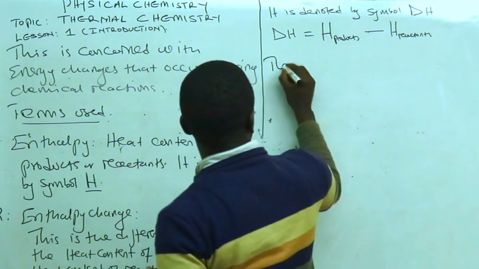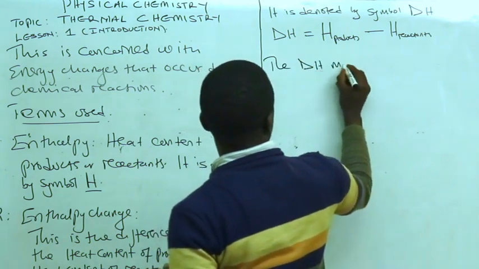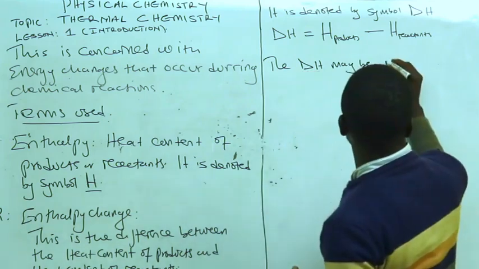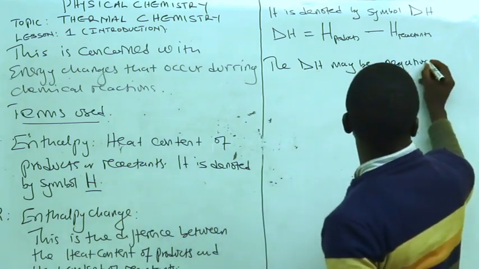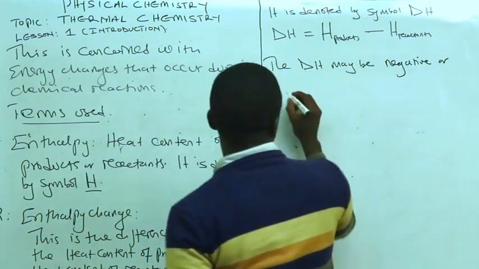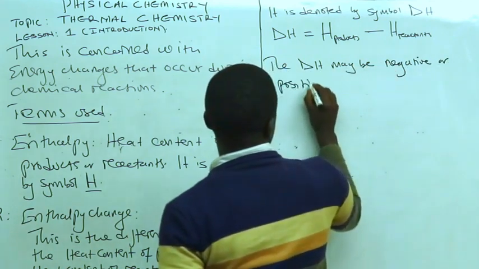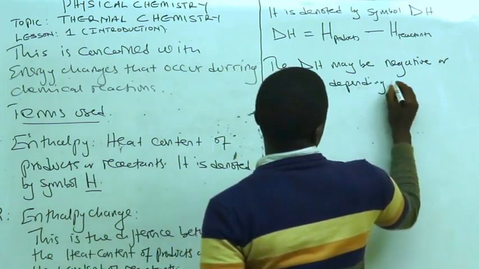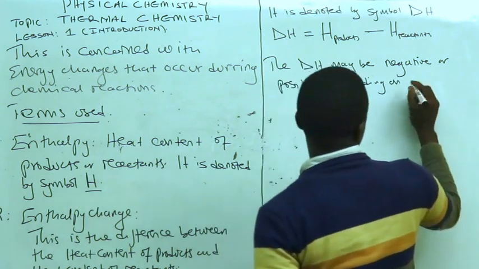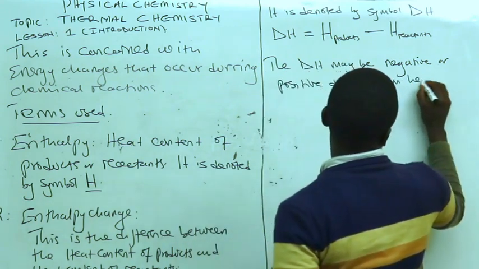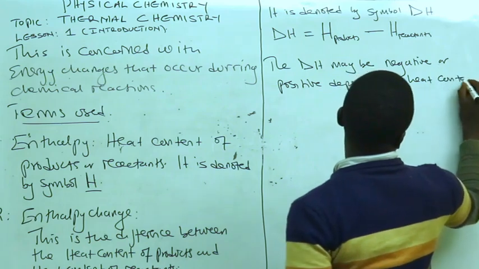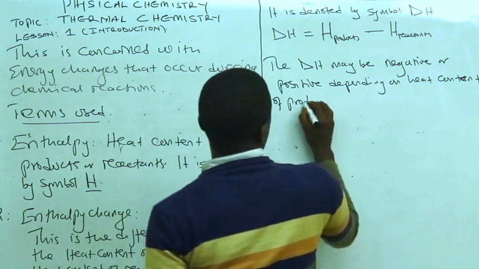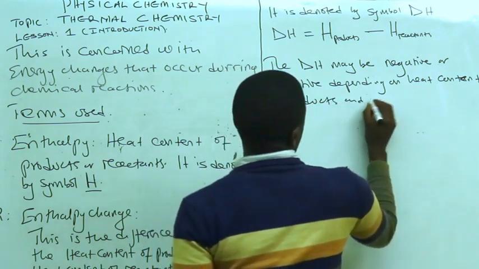Now, the enthalpy change, the delta H, may be negative or positive, depending on heat content of products and reactants.